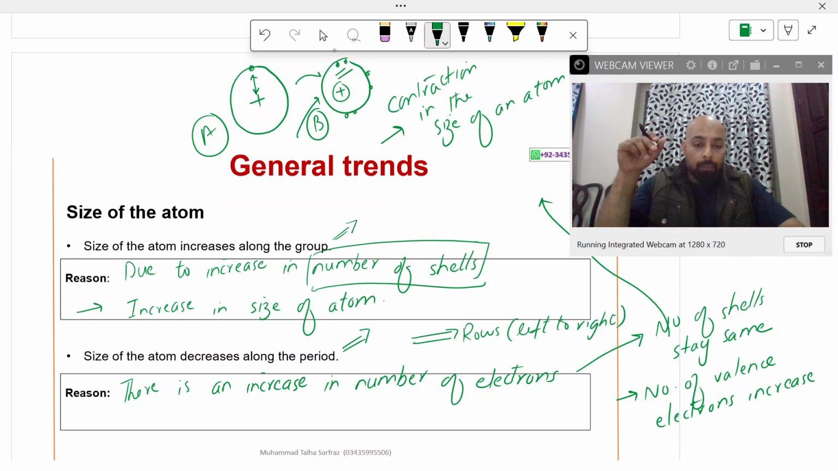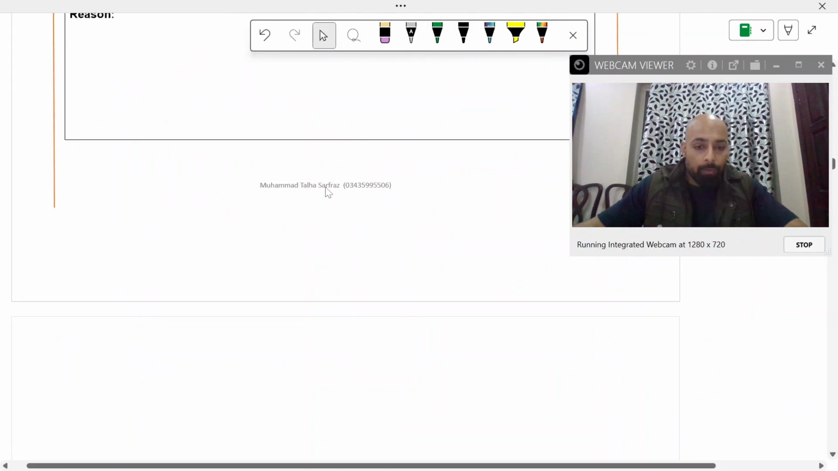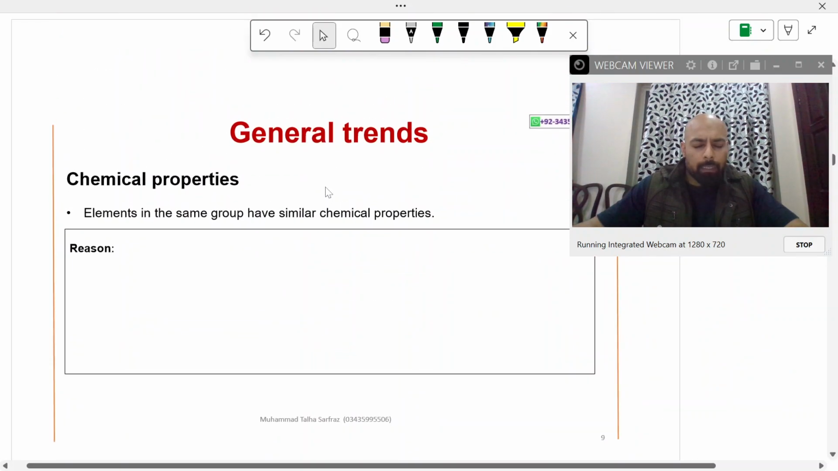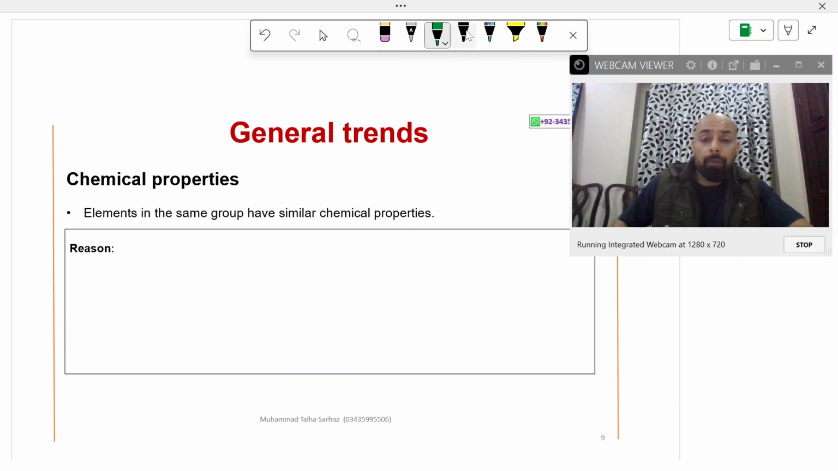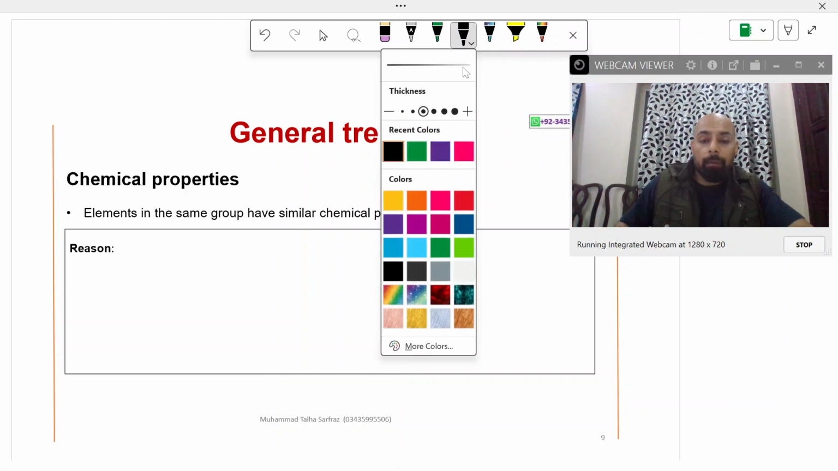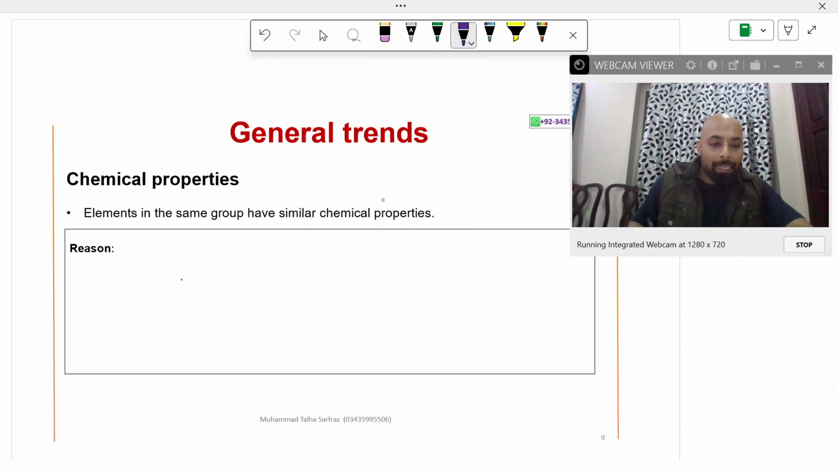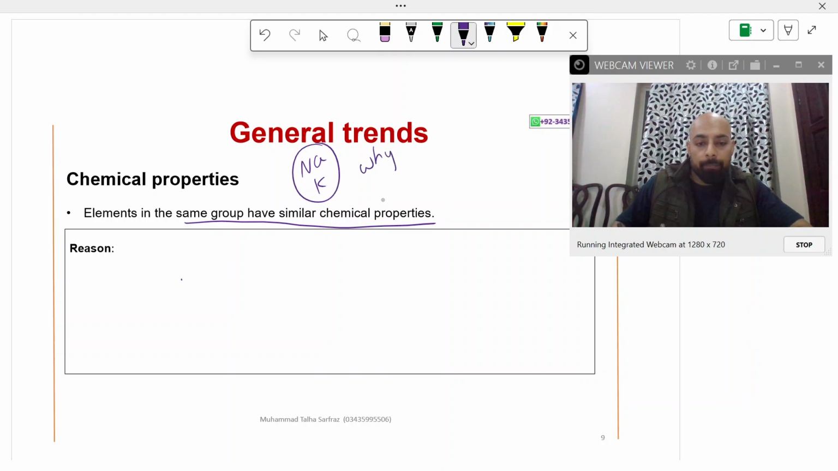ओके, so what next we have another general trend, chemical properties. Yes, very important question, chemical properties वाला कि chemical properties हम कैसे predict करते हैं, what can we say about the chemical properties. ठीक है, so elements in the same group have similar chemical properties. Why is this so? अभी क्वेश्चन पेपर में आएगा. Explain why do they have similar chemical properties. वो कहेगा sodium and potassium have same chemical properties. Why? Right? वो आपसे कहेगा magnesium and calcium, ठीक है, have same chemical properties. Why is this so? ऐसा क्यों होता है?